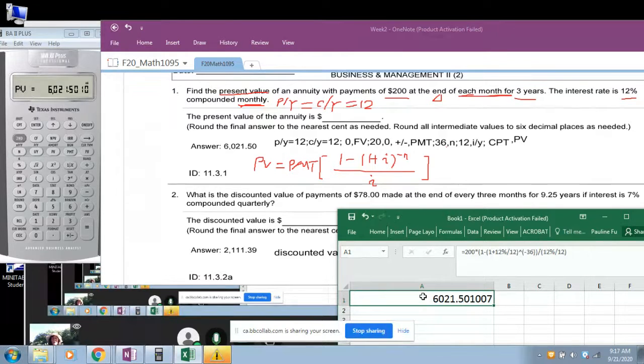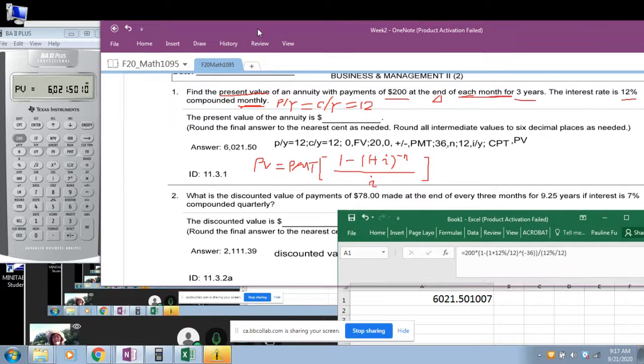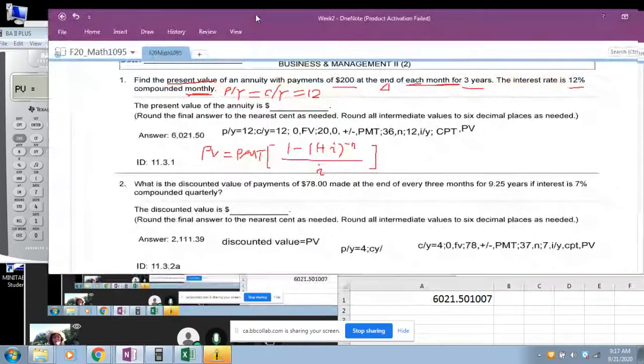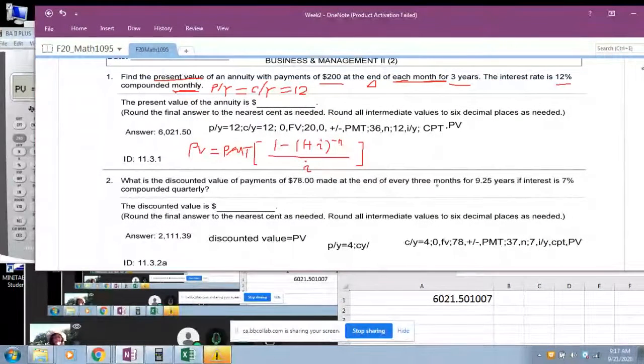So this is the formula method. Any questions? All right. So this is the present value.